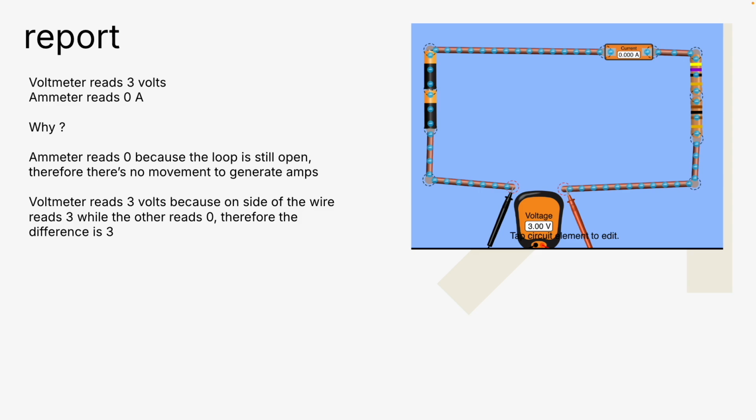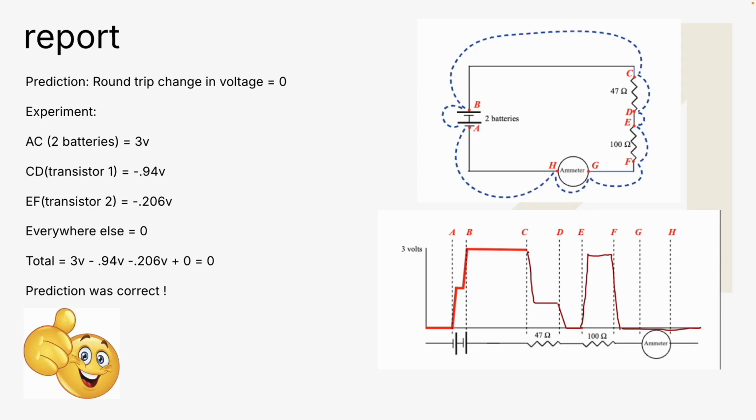Prediction: a round trip in voltage is equal to 0. In the experiment, AC, which is the two batteries, is equal to 3 volts in difference. And CD, the first resistor, is equal to negative 0.94 volts. And EF, the second resistor, is equal to negative 0.206 volts. Everywhere else is equal to 0. So in total, it was equal to 3 volts minus 0.94 volts minus 0.206 volts plus 0, which is equal to 0. The predictions were correct. The bottom right image is the graph.